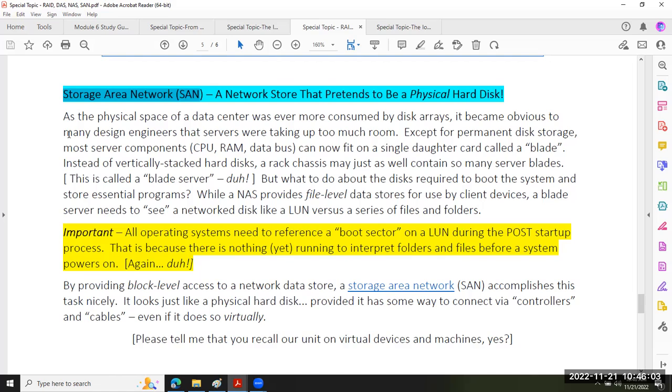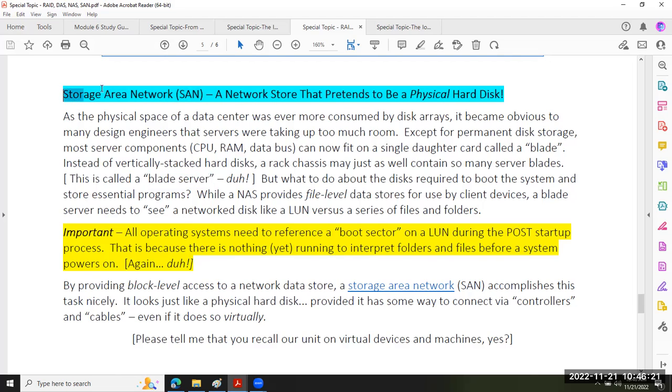So what happens is that the servers can be mounted into a blade. This is called a blade server. And it looks like a video card. So what am I saying?